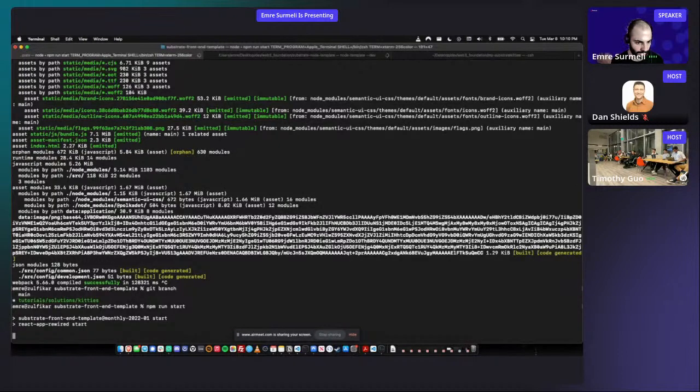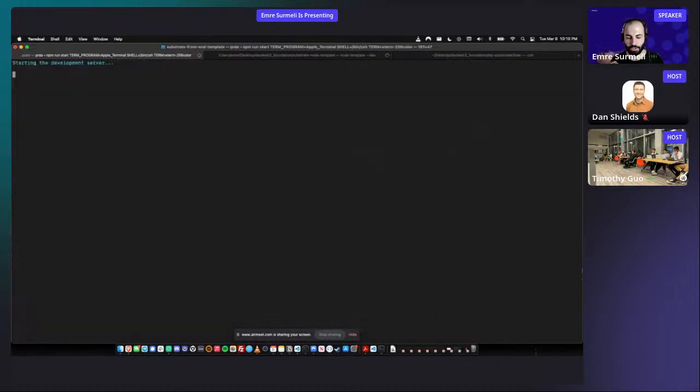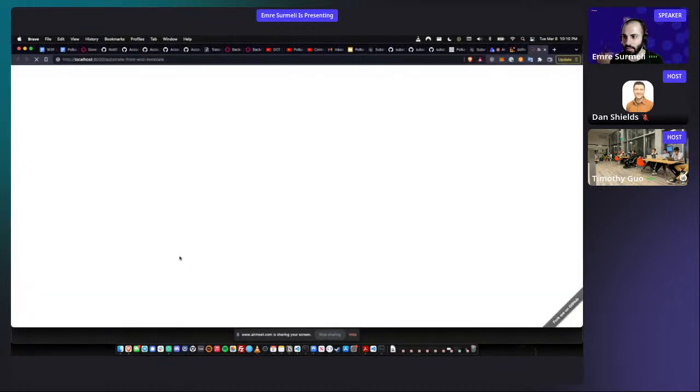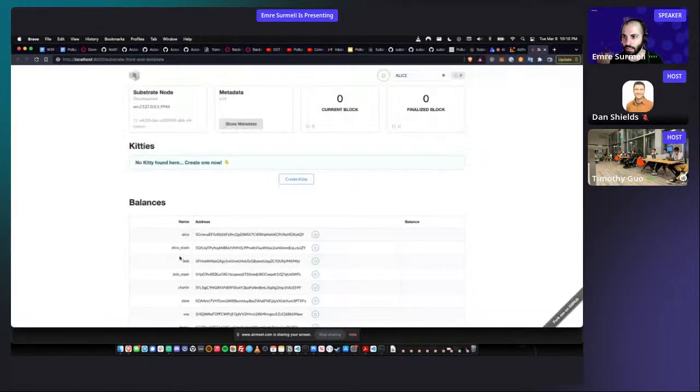And the front end template is going to look for the node running on the port that it's running on to connect to it. So once the front end template runs, everything is going to be visible to us. Okay, so right out of the box, we have a lot to work with here.